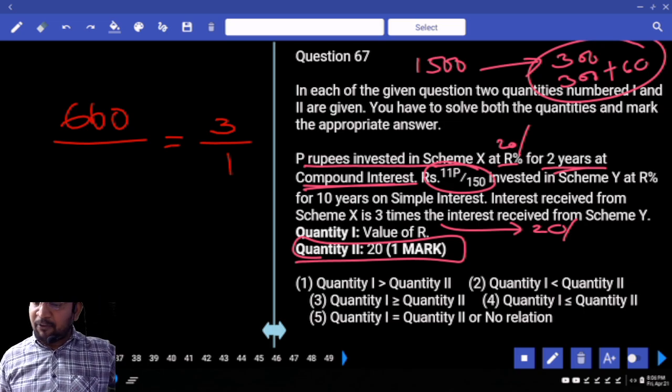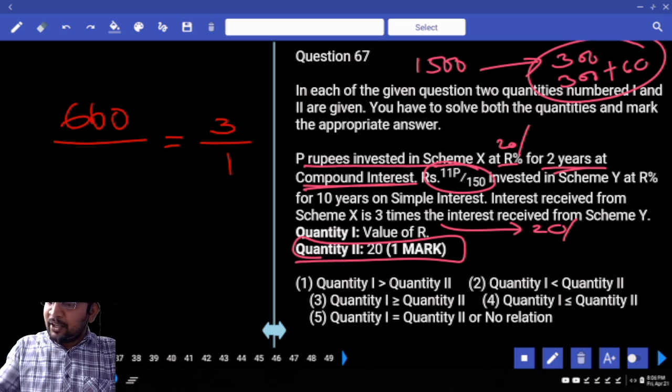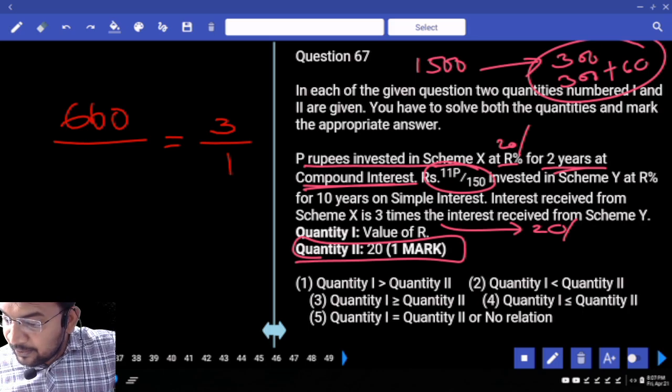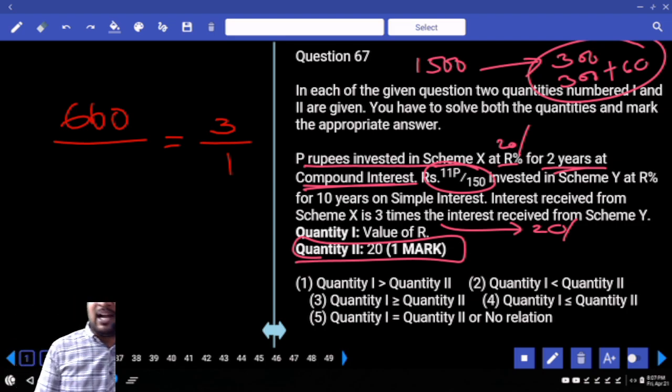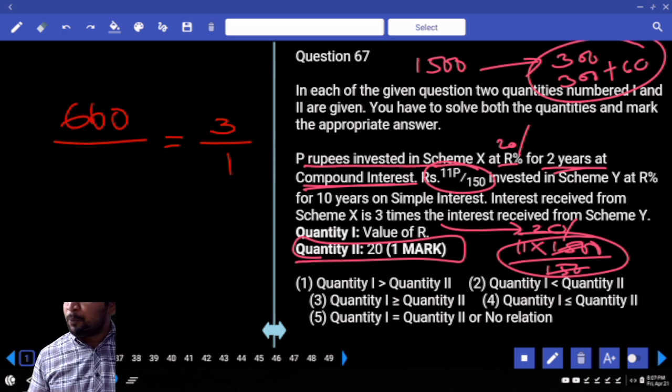Now coming to scheme Y, 11P by 150. If P is 1500, the 150 gets cancelled. Then the remaining is 110. 11P, P is 1500 by 150, 150 gets cancelled, remaining is 110 rupees. The rate of interest is 20%.